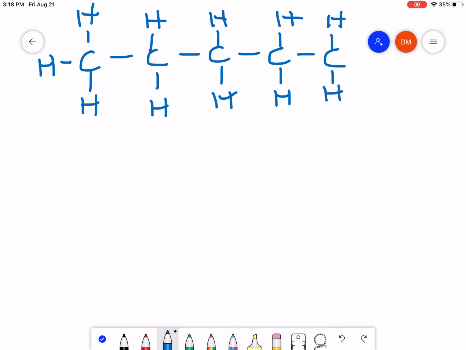Okay, so first I'm going to talk about condensed structure. And like I said, condensed structure is a little bit aggravating sometimes because there are some ambiguities to it. There's oftentimes more than one correct way to draw a condensed structure. And in fact, in this one, there's a couple of different ways that you can draw it. Generally speaking, when you do a condensed structure, you kind of go left to right. And you have to try to make sure, again, to respect the rules of tetravalency for carbon.